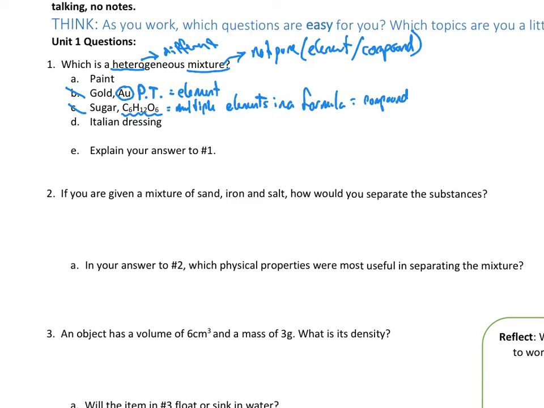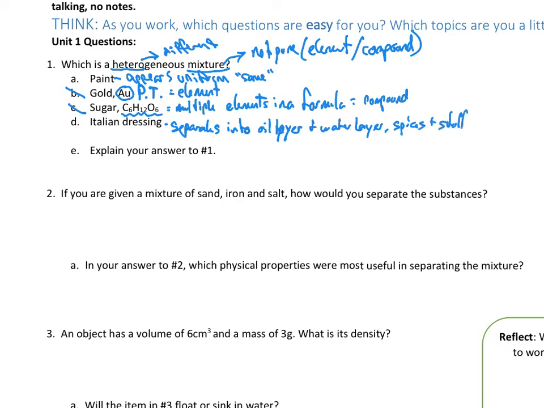Now, for the overwhelming majority of us, if you pick up some paint, it appears uniform, meaning that it appears the same. And if you pick up a bottle of Italian dressing, it separates into an oil layer and a water layer. And then there's like spices and stuff floating around.